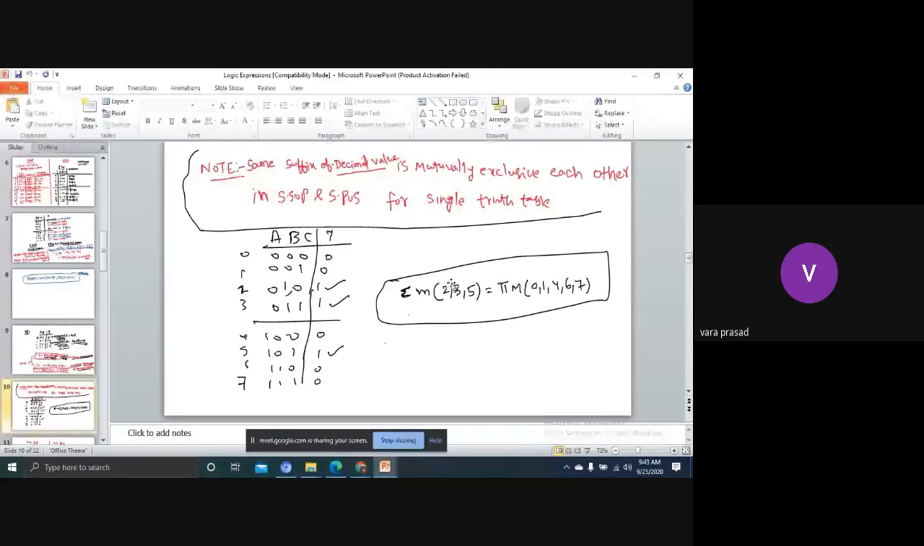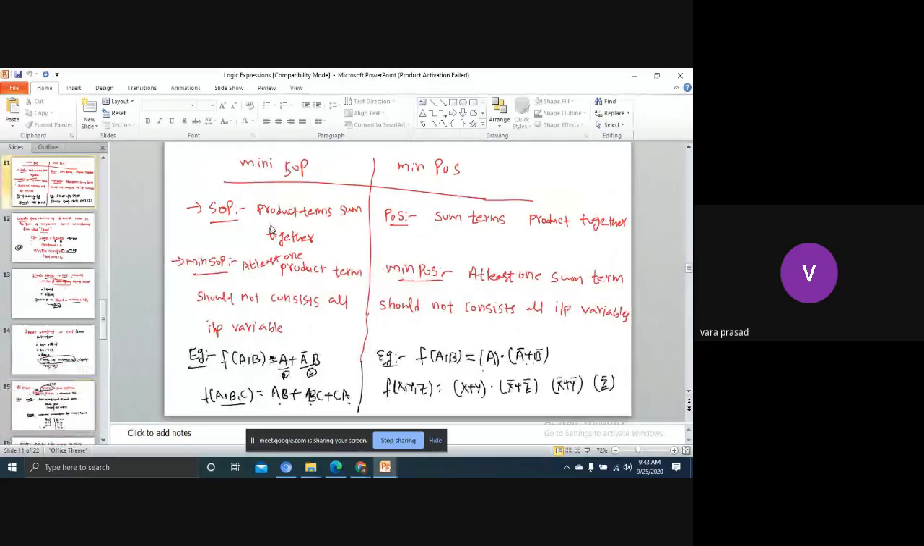This is what we discussed. Now, minimized SOP and minimized POS. Here SOP means product terms summed together. POS means sum terms multiplied together. Standard SOP means each product term should consist of all input variables. Minimized SOP means at least one product term should not contain all input variables.